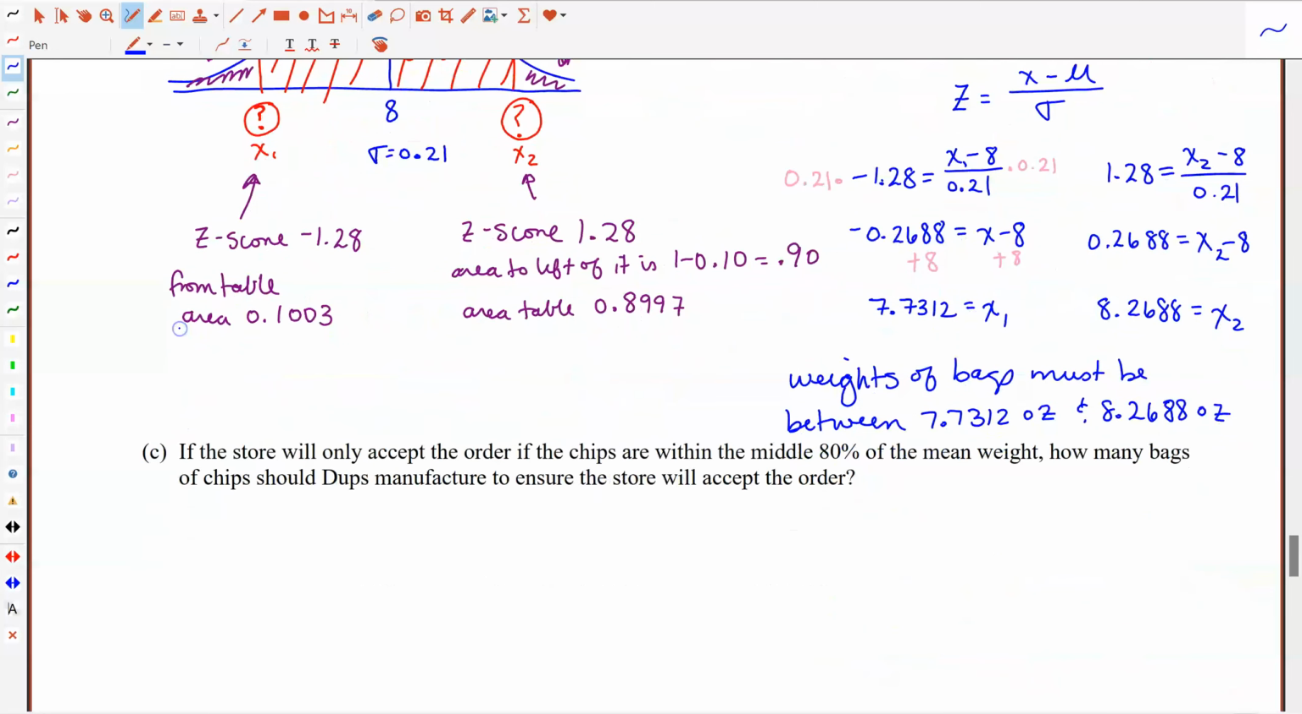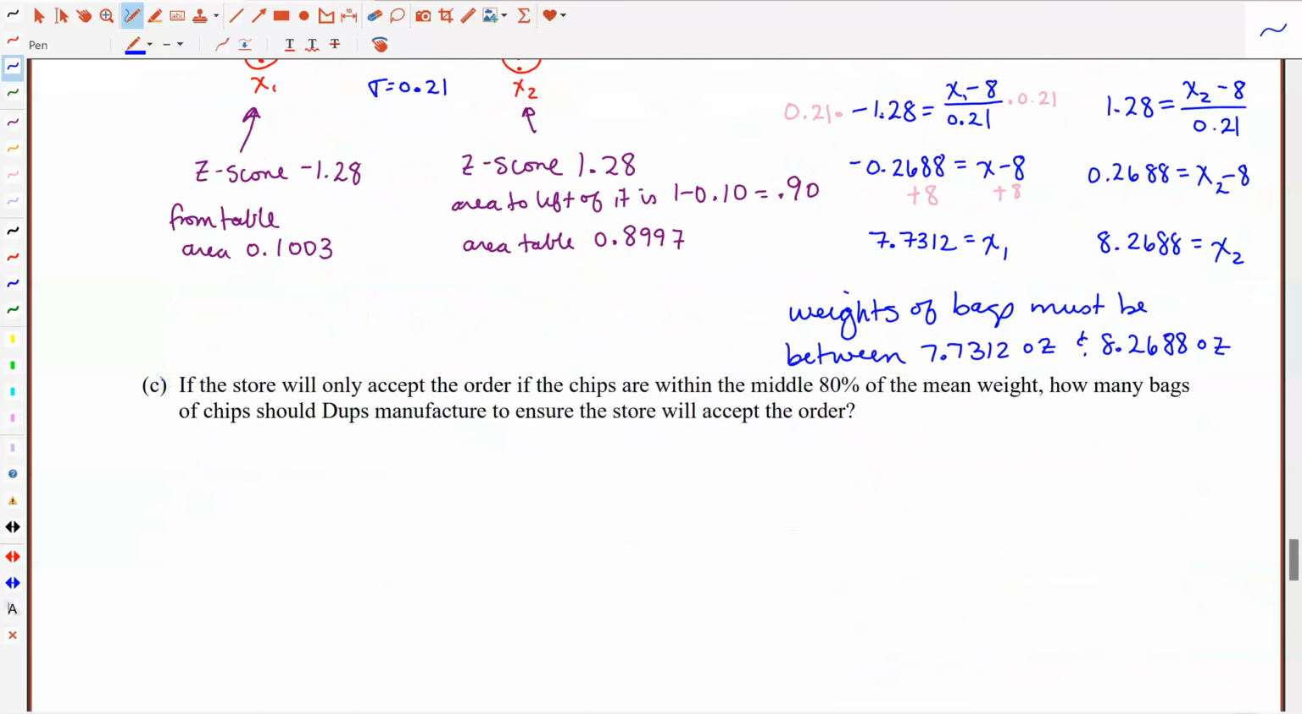All right, so for the last part of this question, if the store will only accept the order if the chips are within the middle 80% of the mean weight, how many bags of chips should Duff's manufacture to ensure the store will accept the order? Another way to maybe word this question is, how many bags should they make such that when they keep 80% of those bags, they have at least 1,500 bags?